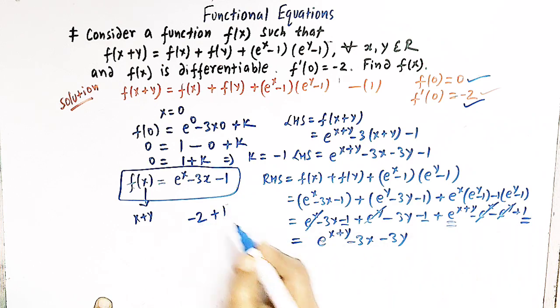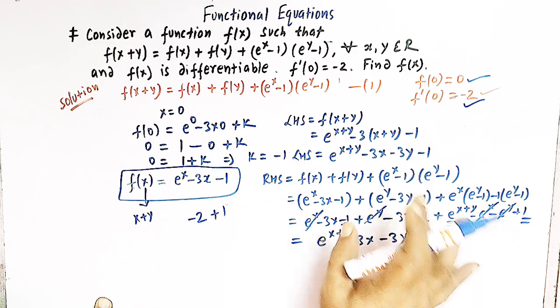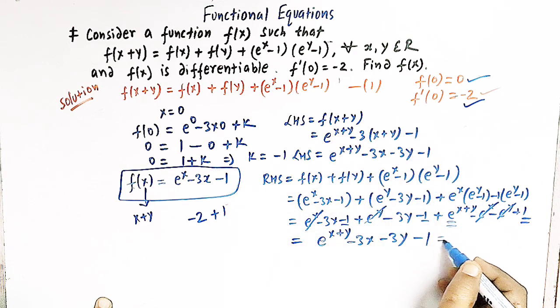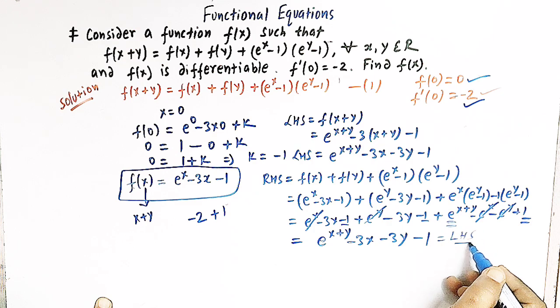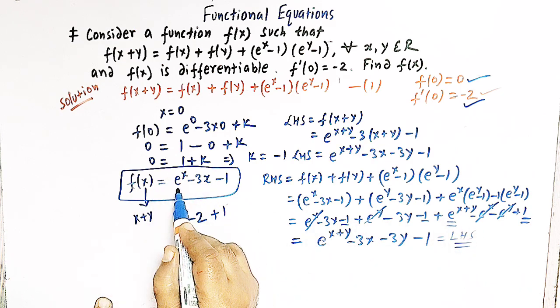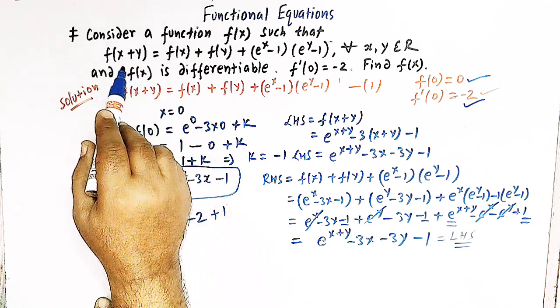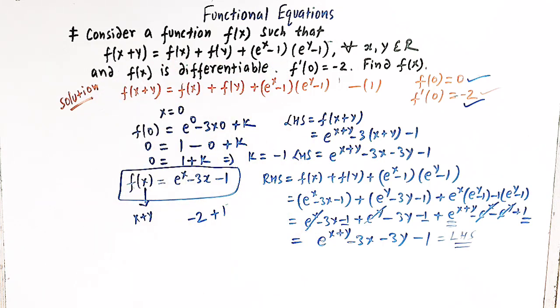So minus 2 plus 1 is minus 1, and we can see that this expression is equal to the left hand side, right? So this function f of x is equal to e raised to x minus 3x minus 1. It satisfies the given functional equation.